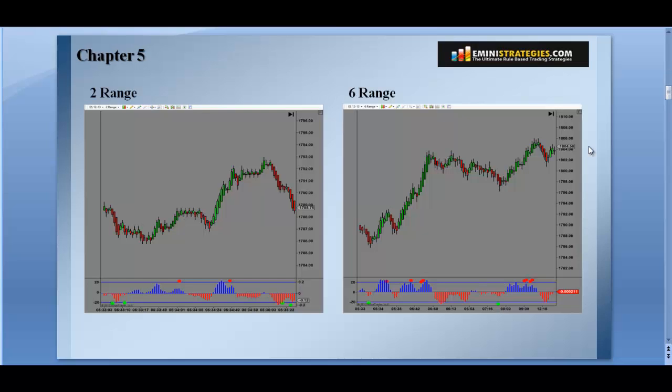In front of you, you have a simple 2 range and a 6 range chart. And what we're going to look for is to see the bigger movements. Of course, we're going to develop a bias, whether it tells us we're only short or long. And we're going to use the 2 range to effectively take those entries on the pullbacks or the runs, depending on what the opportunity brings to us.